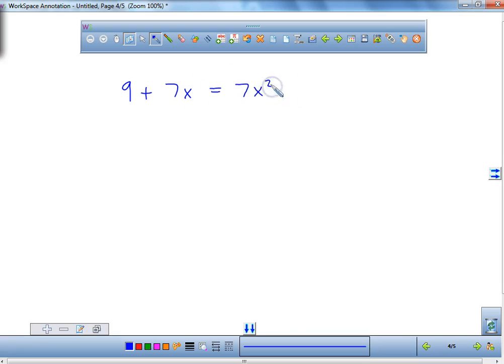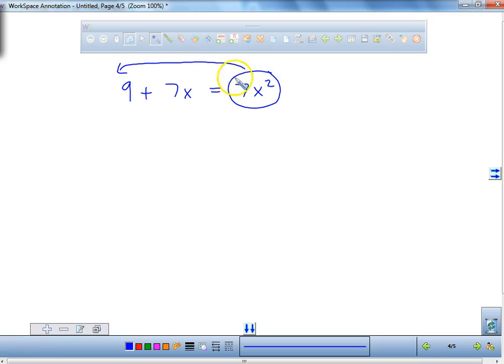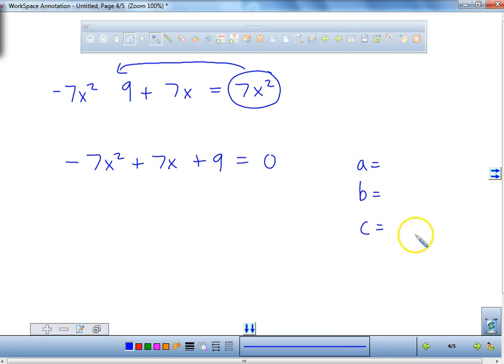Okay. Now what I'm going to do, L squared, I'm going to take this and move it across. If I move it across the equal sign, that becomes negative 7x squared. So here we go: negative 7x squared plus 7x plus 9 equals 0. Okay? You're going to notice this is going to go a lot faster as we do. Okay? What's my a value?